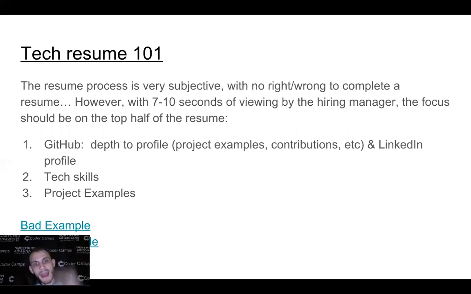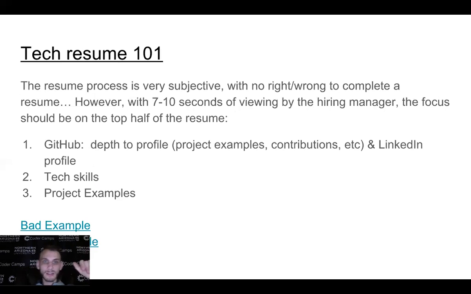All right, so next, let's talk about that top half of the resume. Okay, so statistically speaking, you only get around 7 to 10 seconds for your resume to be read. And typically that means the first half is read, if anything. Okay, so we know that for a fact, so we need to use that to our advantage, and we need to place the most important items at the top. Okay, and those items are your GitHub and LinkedIn profile, your tech skills, and your project examples. Okay, everything else is just nice and extra below that.